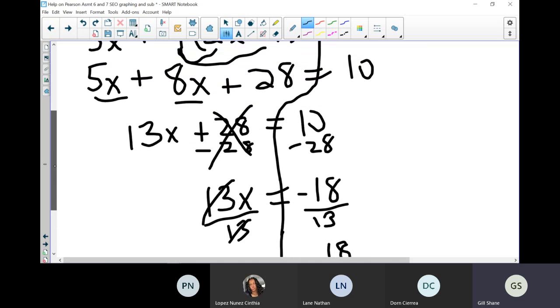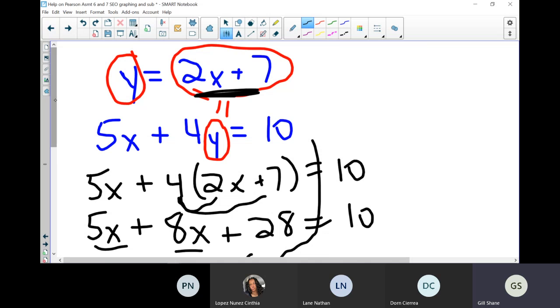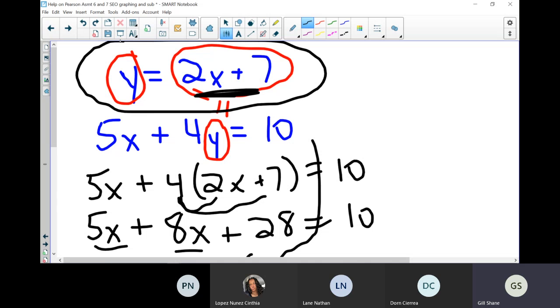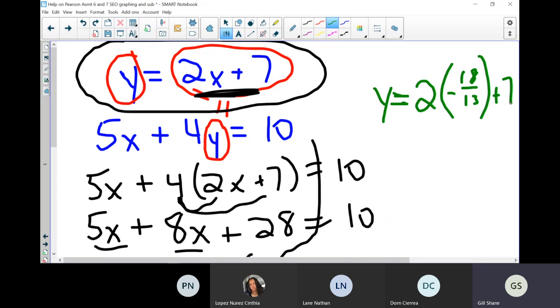Again, I am not done because we have 2 variables. We have an x and a y. So I'm going to come back up and I'm going to say, okay, well, I know this equation right here would probably make it the easiest to solve for y. So I'm going to say y equals 2 doesn't change, negative 18/13 is the same as x, so I'm just plugging that in for x, and then plus 7. So the math gets squirrely on this one.